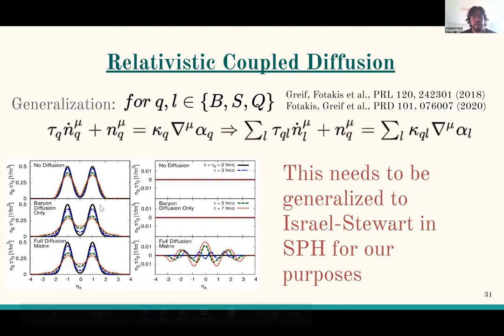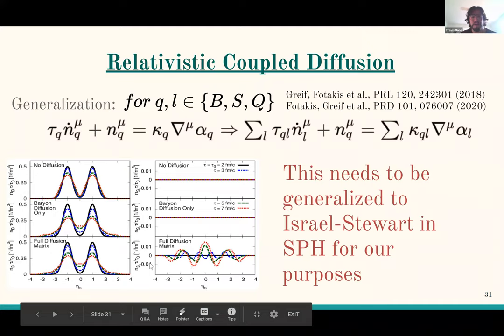So they initialize only baryon here, and then you end up getting strangeness distributions in rapidity, for instance. So it's a nice paper. I definitely recommend that as well.